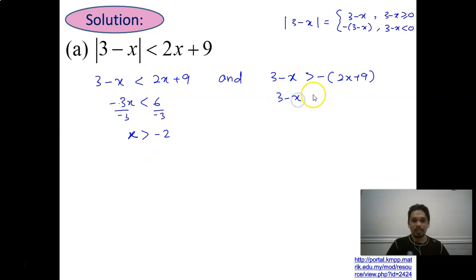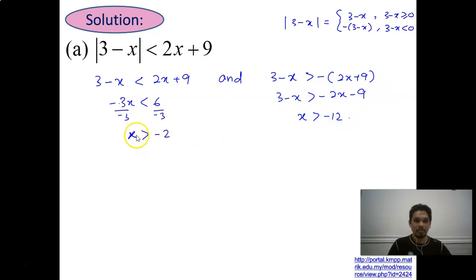Okay. 3 minus x greater than negative 2x minus 9. Okay. Negative 2x, bring to the side, become positive. So negative x plus 2x, bring this to the left side, become positive here. Negative x plus 2x, x. And negative 9, 3 positive, bring to the side, become negative. So negative 9 minus 3, negative 12.